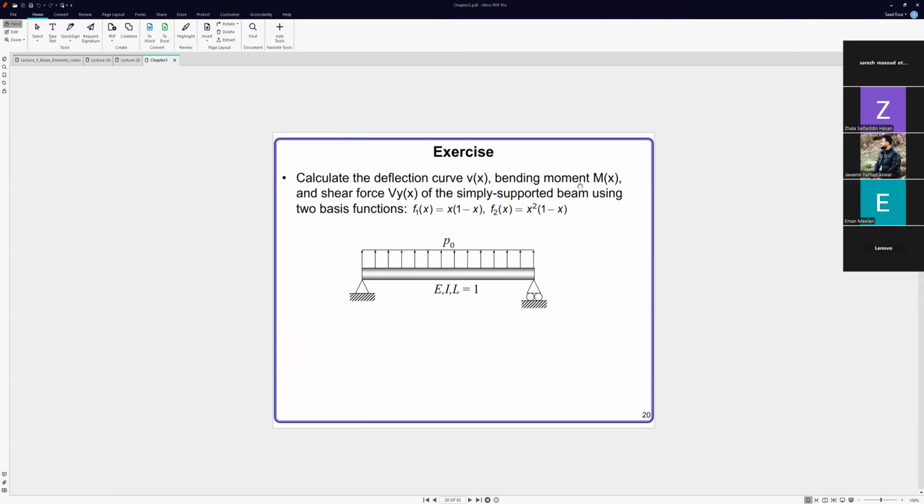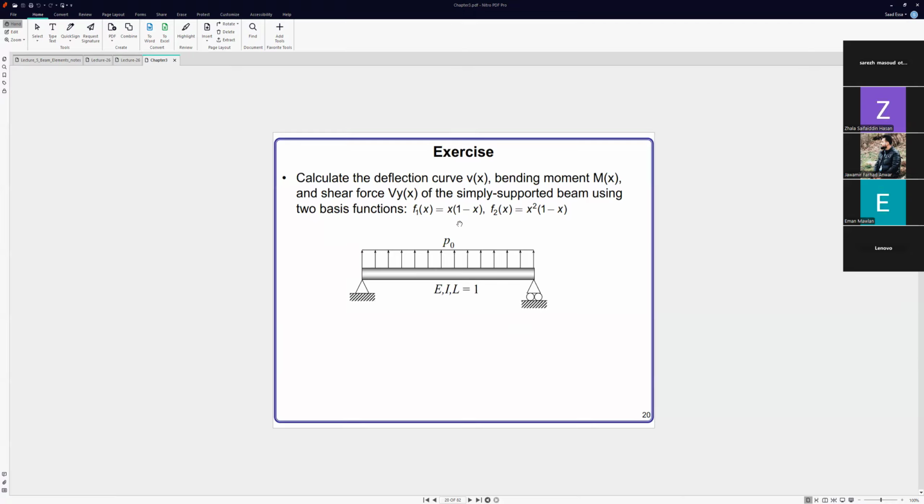Calculate the deflection curve, bending moment, and shear of the simply supported beam using the two basis functions. The first one, this one, and the second one, this one. Here you will need to put the coefficients C. This is the C. Also, this is the C.